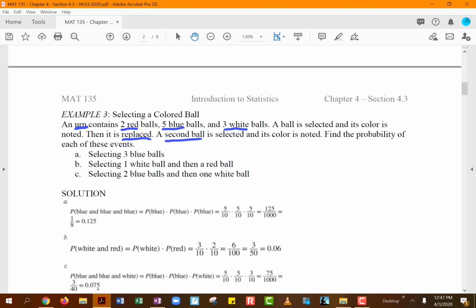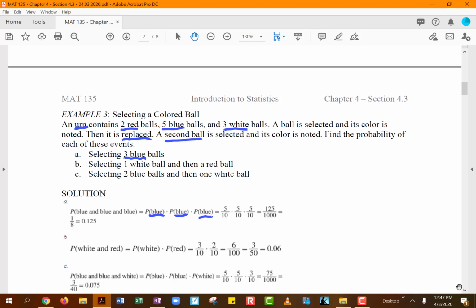You can basically keep repeating that, right? Take one ball out, note down its color, put it back in, take a second ball out, note down its color, put it back in, and so on and so forth. The first one is asking us, what's the probability that we select 3 blue balls? You have to look at each ball being one event, right? Which means we are selecting 3 blue balls. So you're looking at what's the probability of getting blue balls. Remember, in our first statement, they're telling us we have a total of 5 blue balls.